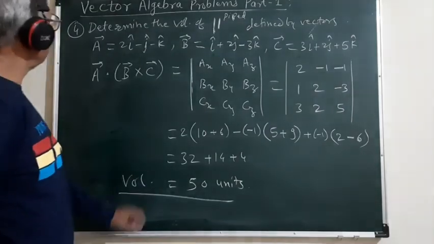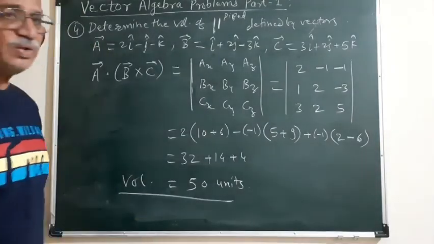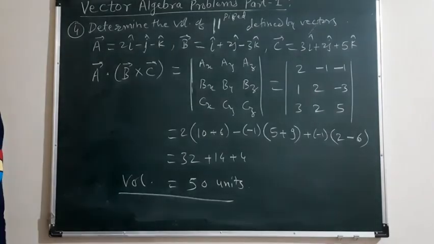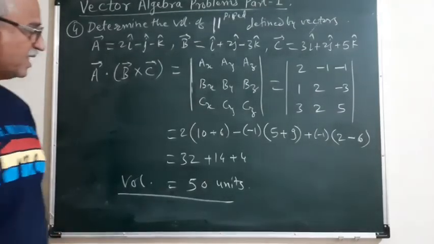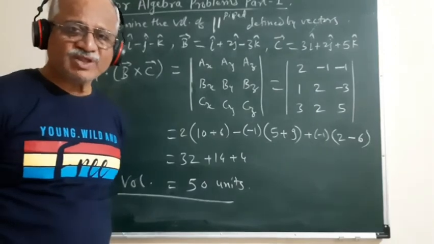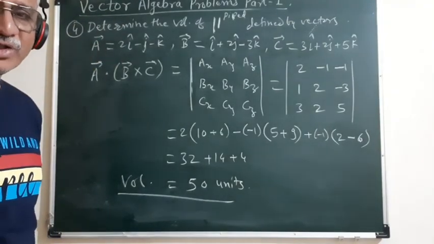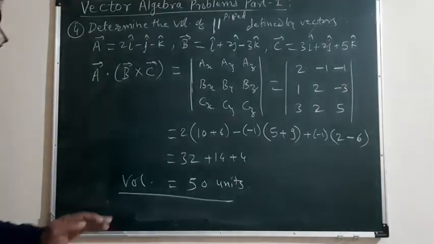So that is how we can obtain the volume of the parallelepiped formed by the three vectors as the three adjacent sides, and the volume of this parallelepiped is nothing but the scalar triple product of the three given vectors.